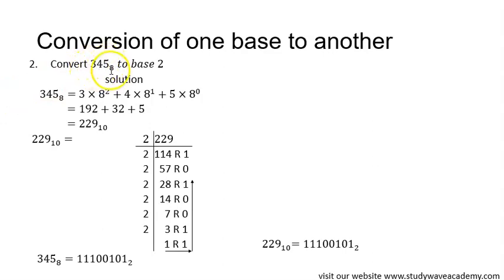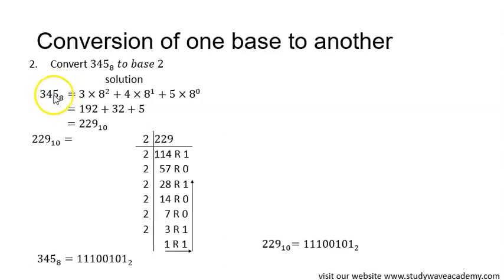Convert 345 in base 8 to base 2. We are to convert 345 in base 8 to base 2. Can you remember what I said we are going to do first? You first of all convert this number to base 10, right? So let's convert to base 10 first, then we'll convert to base 2. Okay, so converting 345 from base 8 to base 10, we remember the place value of a number.